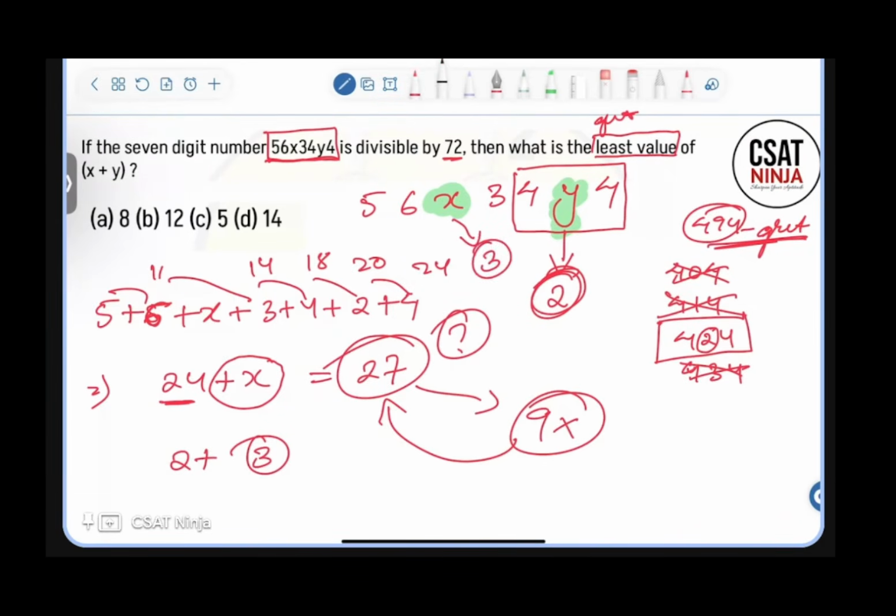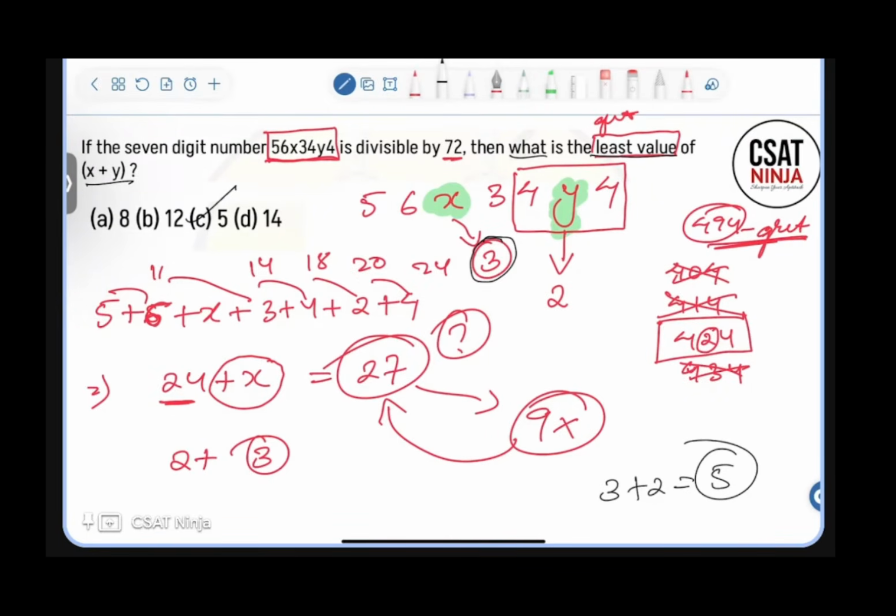Now I have the value of x is 3 and the value of y is 2. We are asked to find the least value of x plus y. The least value here is 2 and the least value here is 3. So we have 3 plus 2, which is equal to 5. The answer here is 5. Yes, correct.